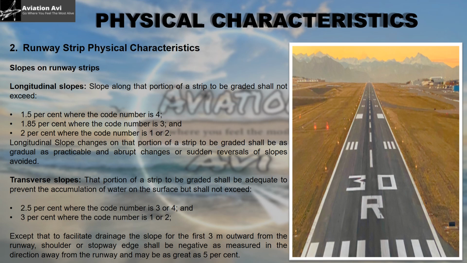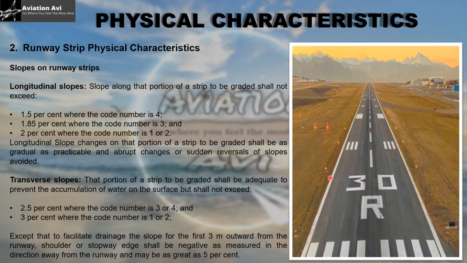Now let us look at the transverse slope. The slope in this direction for the runway strip will primarily aid in prevention of accumulation of water within the runway strip. So this slope shall not exceed 2.5% when the code number is 3 and 4. Except that, to facilitate drainage, the slope for the first 3 meters outward from the runway shoulder or stopway edge, you see, 3 meters from the runway edge or the runway shoulder edge, shall be negative as measured in the direction away from the runway and may be as great as 5%.